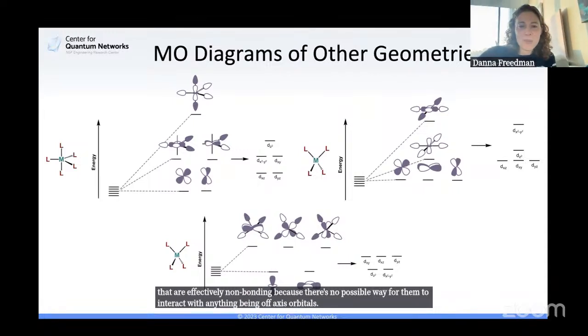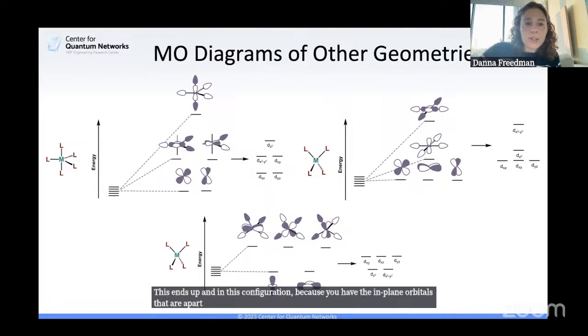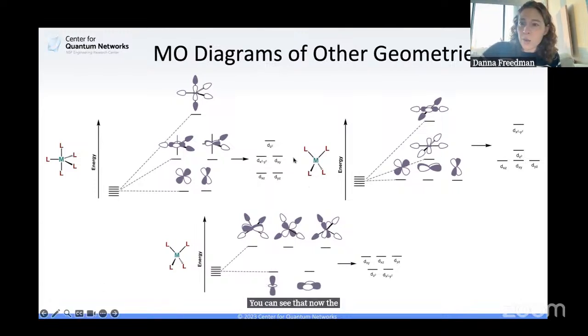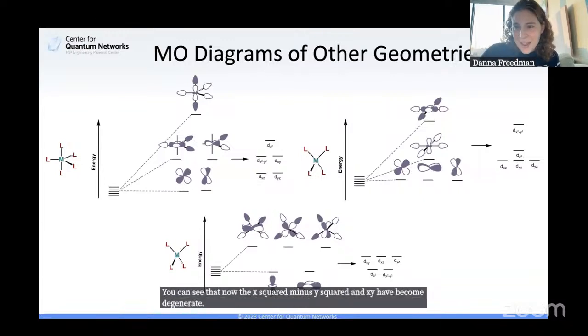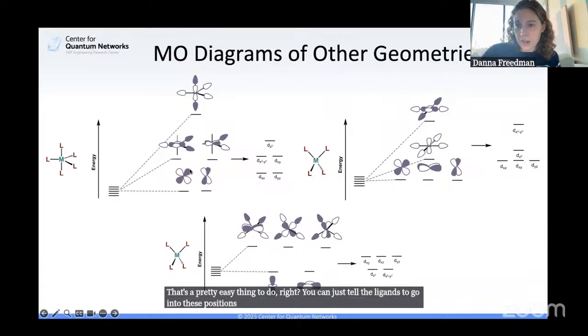In this configuration, because you have the in-plane orbitals that are apart by 120 degrees, you can see that now the x squared minus y squared and xy have become degenerate. And so you can, I think, imagine that this is a really valuable way to create, for example, an S equals 1 system. If you said, I want a configuration where the x squared minus y squared and xy orbitals are degenerate, that's a pretty easy thing to do, right? You can just tell the ligands to go into these positions and you get the desired configuration.